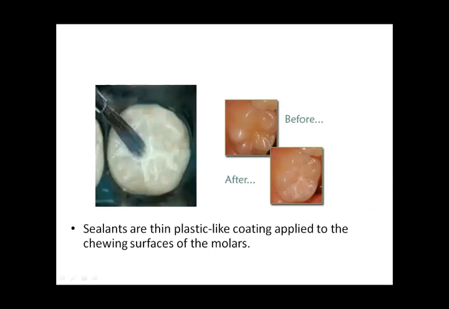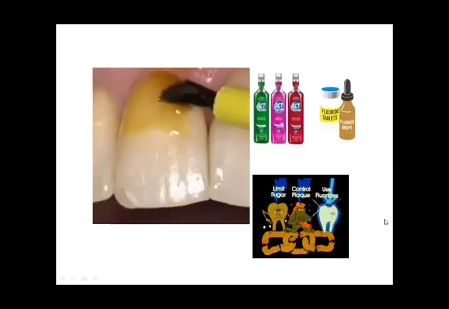So this is a sealant. What are sealants? A thin plastic-like coating applied to the chewing surface of the molars. Before sealant and after sealant. And these are some fluorides, which can be painted on and help in prevention of plaque formation.